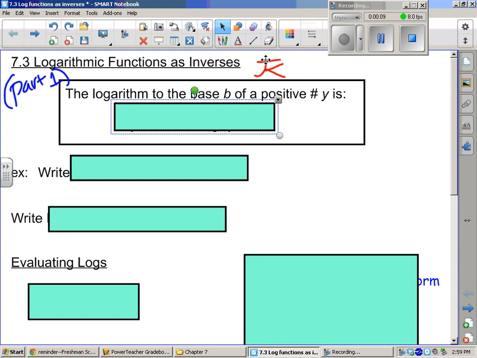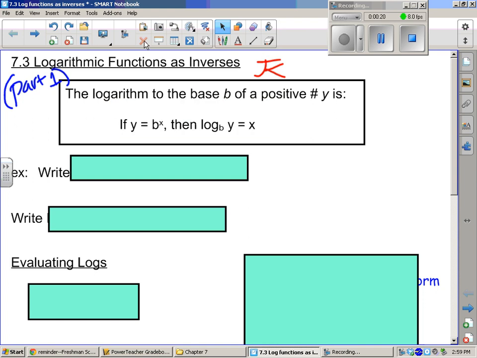All right, 7.3 Part 1: Logarithmic Functions as Inverses. What's a logarithm? Woo, I don't know, but it's a rhythm with logs. We're getting rhythmic here. Okay, the logarithm to the base b of a positive number y is: if y equals b to the x, then the log base b of y equals x. So we need to be familiar with these two forms.